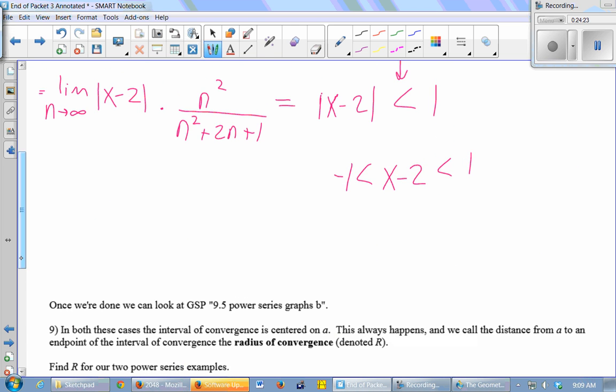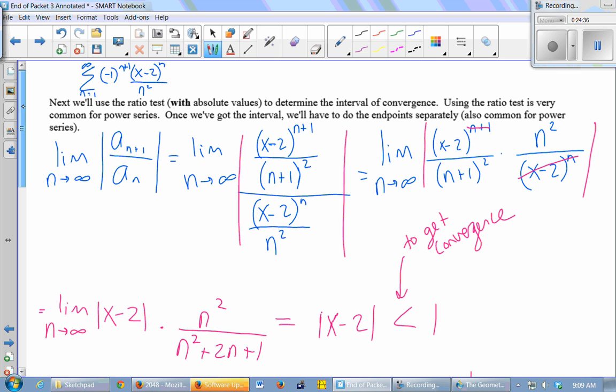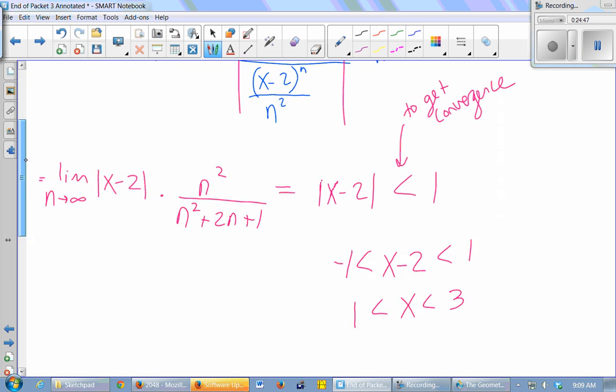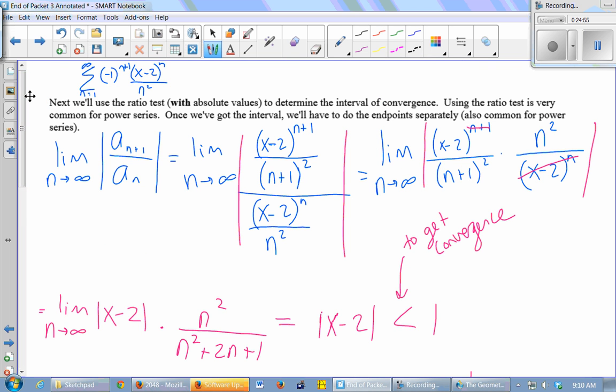Okay, so then we solve this, add 2 to both sides, and we get x has to be between 3 and -1 plus 2 is 1. So that is my interval of convergence. Using the ratio test to get an interval of convergence is very common for power series. Now the endpoints, x equals 1 and x equals 3, you have to test those separately. You have to plug them into your formula and test them separately. Replace x with a 1, replace x with a 3, and determine if you get convergence or not.